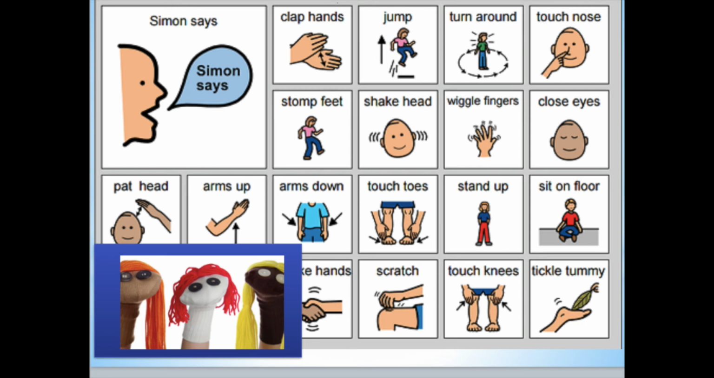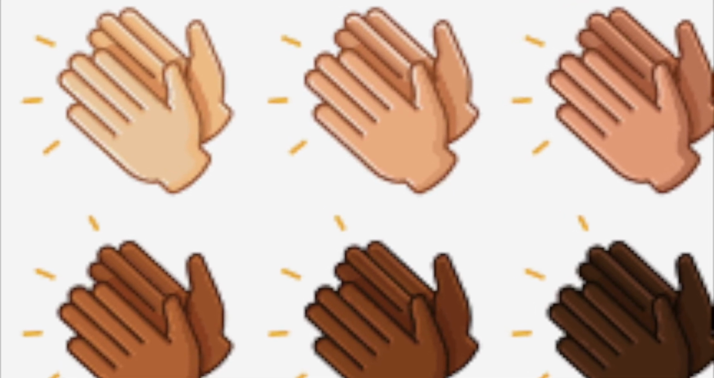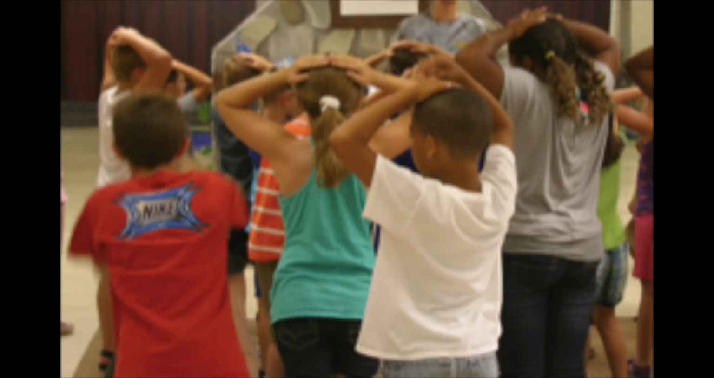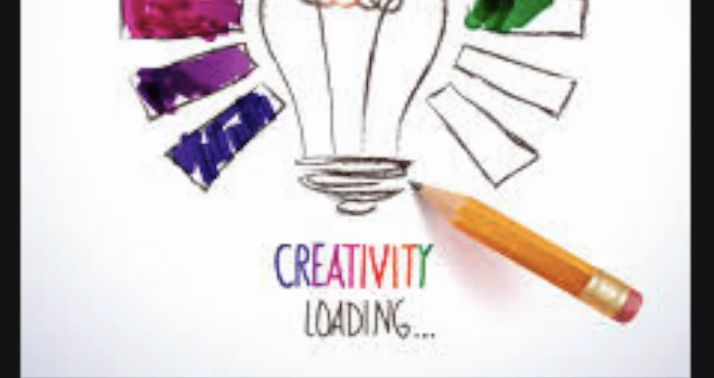For example, consider using a puppet, even pretending with a sock and making that puppet Simon. And if Simon says clap your hands, you would then show a visual of the picture of clapping hands and model it, and see if that helps. The goal would then be to slowly fade out the sock puppet named Simon and have the child learn how to play Simon Says independently. Just ideas on ways to use visuals, we want to encourage you to be creative.